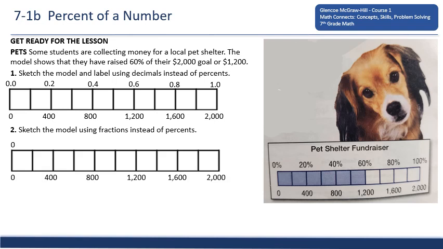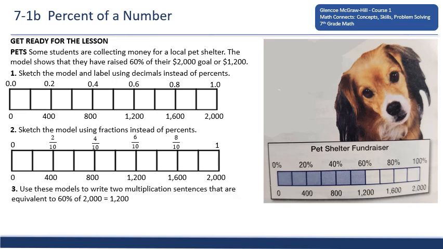Number 2, sketch the model using fractions instead of percents. So we'll use the model again, and we'll get 0. We'll get 2/10. Notice we're not simplifying here. 4/10, 6/10, 8/10, and 1.